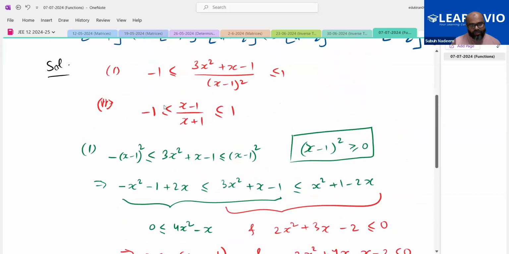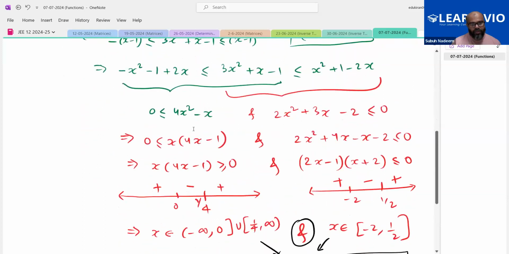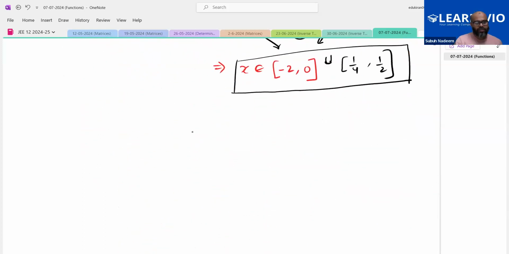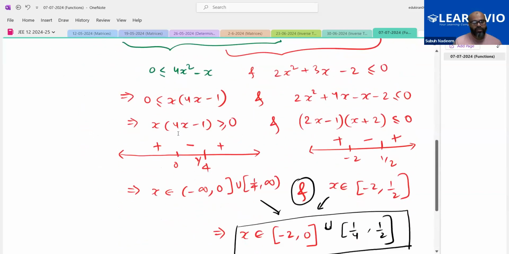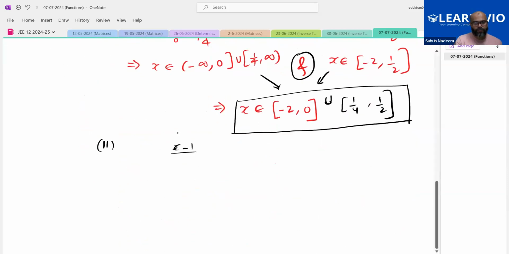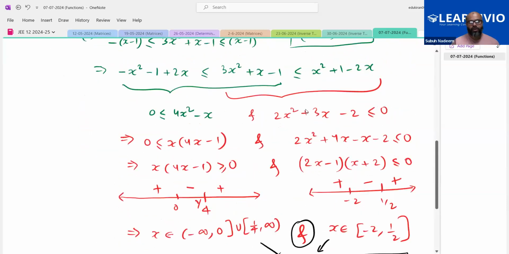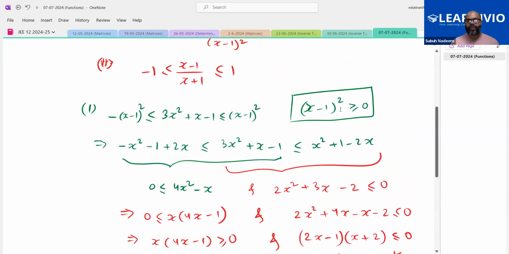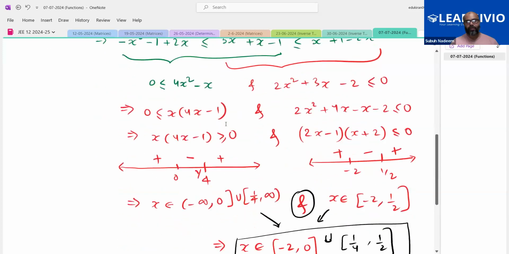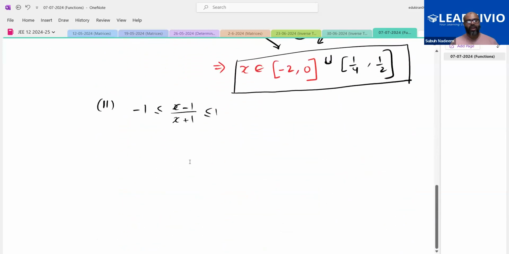So another condition is that (x minus 1) by (x plus 1) lies between 1 and minus 1. So proceed for this. Don't cross multiply here because x plus 1 may be negative or positive. We don't know. There we cross multiplied because x minus 1 whole square is always a non-negative quantity, so we can cross multiply without affecting the inequality sign. But here it is x plus 1 and it may be negative or positive. It is not a square.